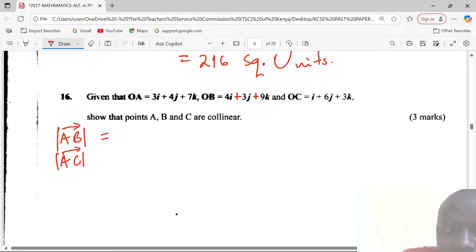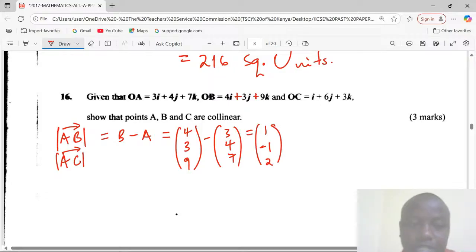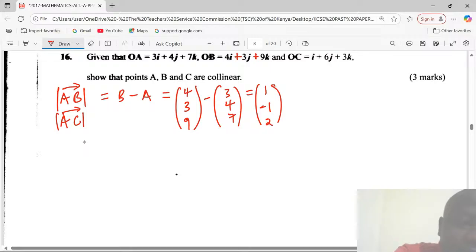How do we get vector AB? We need B minus A. So we can work out B minus A, whereby we need 4, 3, 9 minus A, which is 3, 4, 7. I'm getting a negative 1. No, positive 1: 4 minus 3 is 1, then negative 1, and 2.